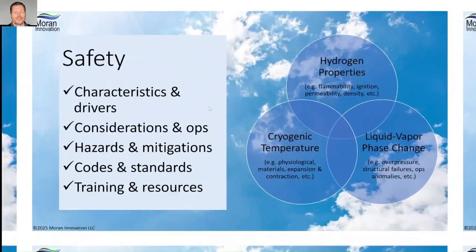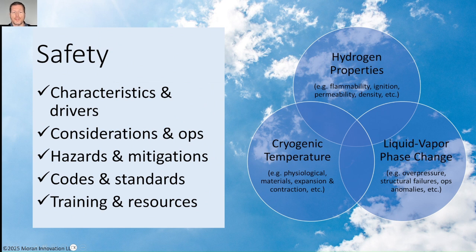On the safety front, we're going to talk about key characteristics and drivers when it comes to safety with liquid hydrogen. What are the considerations? What are the operational scenarios that you have to be concerned about? And then what are those hazards that are associated with those safety drivers, and what mitigations are commonly used to address those hazards related to hydrogen? And then a little bit about some of the codes and standards that are available. And then finally, some training and resources on the safety front that you can turn to for more information and details.